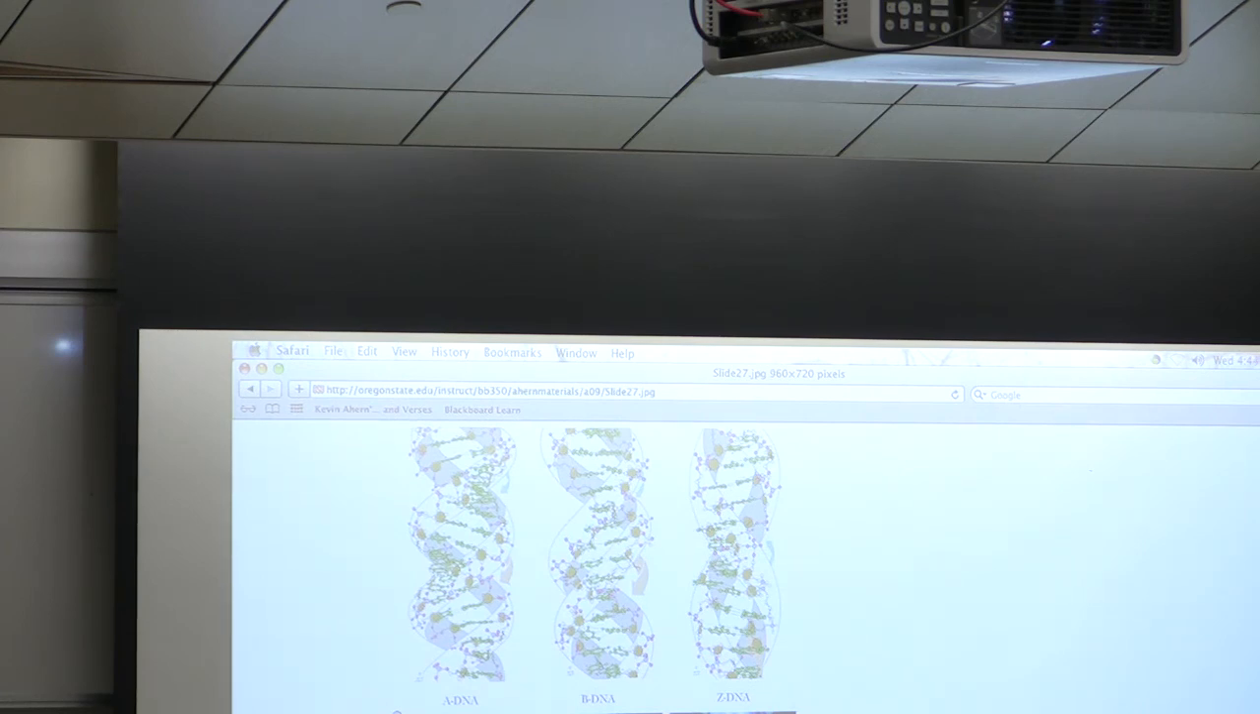The last form, and I'm not going to say much about this today, although I may mention more about it on Friday, is the Z form. The Z form at first was thought not even to be possible. And then in the late 1970s, a man named Alex Rich crystallized a DNA that was in the Z form.